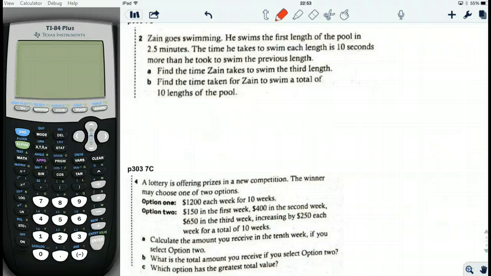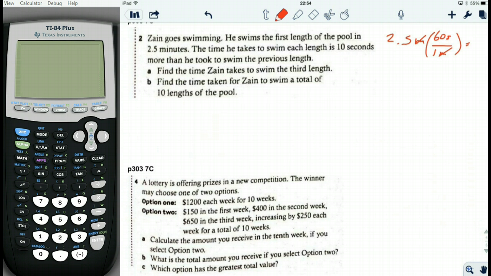The only tricky part of this problem is that they mix minutes with seconds, because they give you U1 in 2.5 minutes, but they give you the d in 10 seconds. Now, unless you're pretty good with decimals and minutes, I would change everything to seconds, okay? So let's change 2.5 minutes to seconds. The way you do that is you multiply times 1 minute equals 60 seconds. Okay, 60 seconds on top because the minutes cancel out, right?